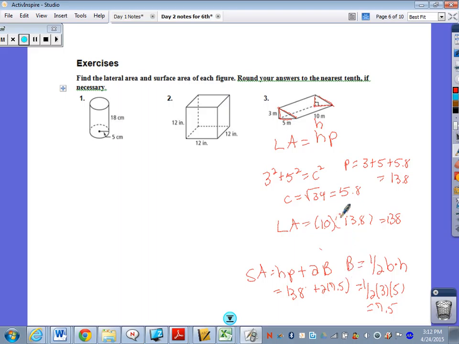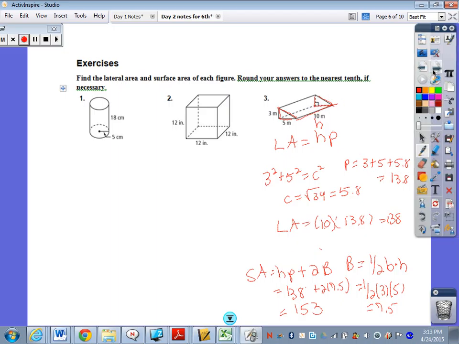And then if we do that, we get 153 for the surface area. So just make sure you fix that. C was my 5.8, not my height, so I have to use the 10 for that. Now notice this height is the height of the triangle. This height is the height of the prism. So there are two heights when we're calculating the formula.